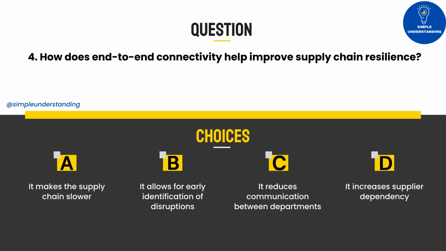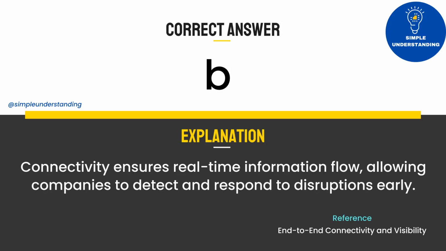4. How does end-to-end connectivity help improve supply chain resilience? A. It makes the supply chain slower. B. It allows for early identification of disruptions. C. It reduces communication between departments. D. It increases supplier dependency. Correct answer: B. Explanation: Connectivity ensures real-time information flow, allowing companies to detect and respond to disruptions early.